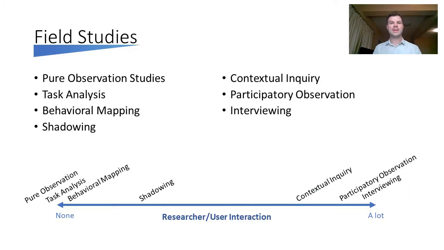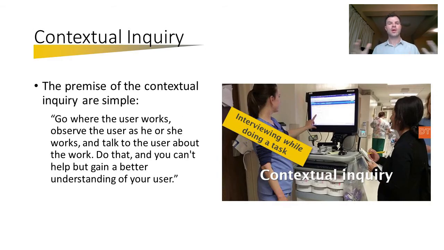The two remaining types of field studies, which I'll discuss, have a heavy user interaction with the researcher. They are contextual inquiry and participatory observation studies. The premise of the contextual inquiry is simple. You want to interview the user while he or she is trying to conduct their task. And you want to make sure that you are performing the contextual inquiry in the setting and natural environment where the user works.